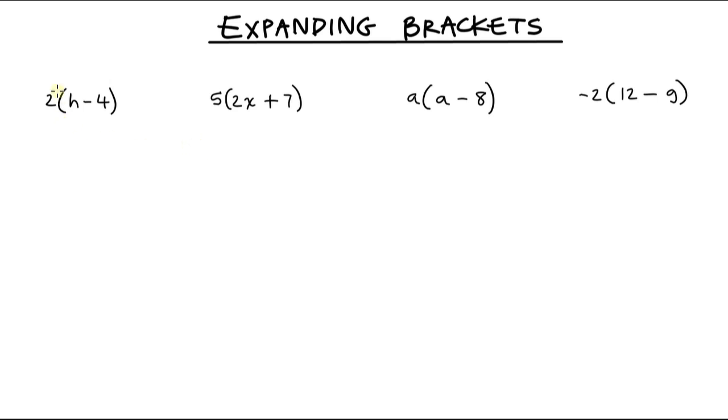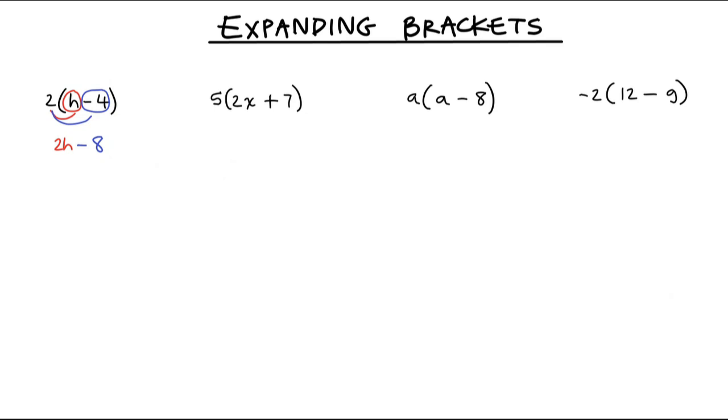So the key to this is that we take whatever we've got outside our brackets and we multiply that by every term inside our brackets. So we're going to first of all do the 2 times the h, and then secondly we're going to do the 2 times the negative 4. So let's do that. 2 times h is 2h, and then 2 times negative 4, need to be careful, 2 times negative 4 is negative 8. So that is my answer, 2h minus 8.